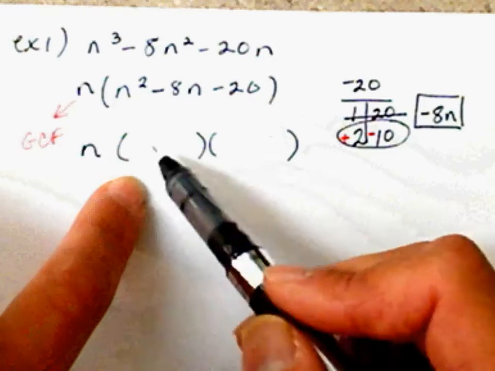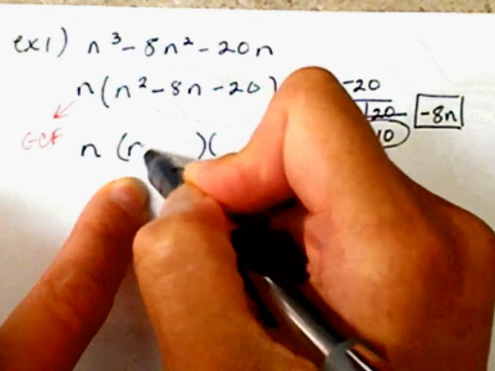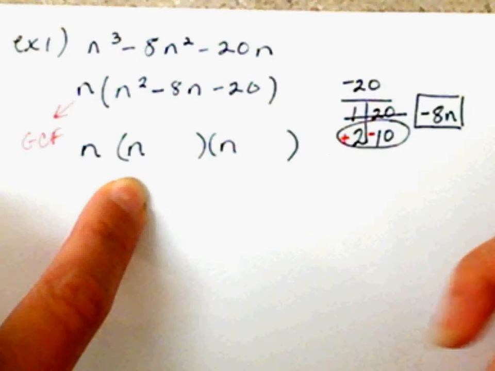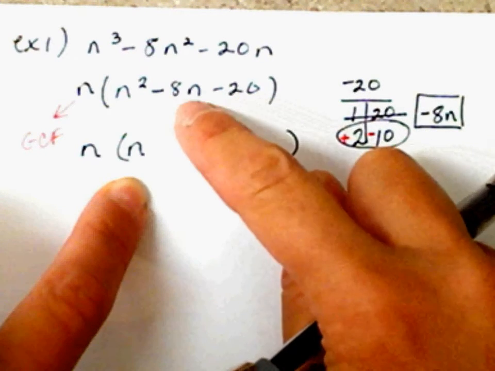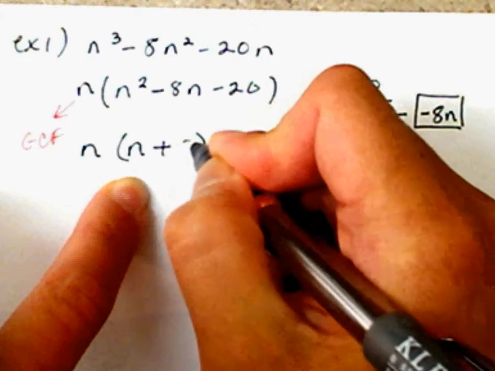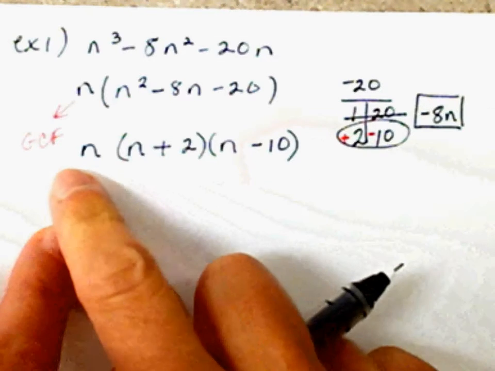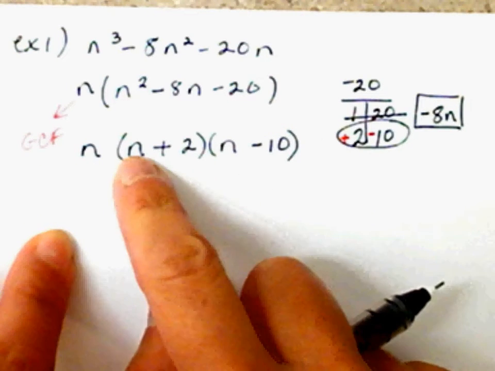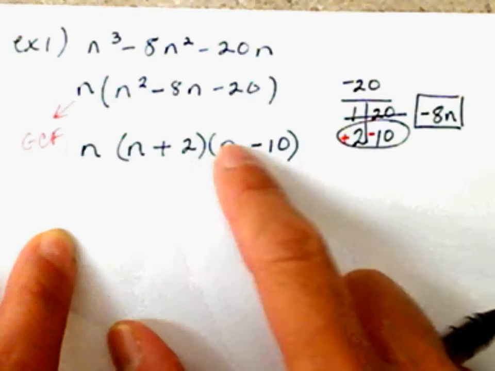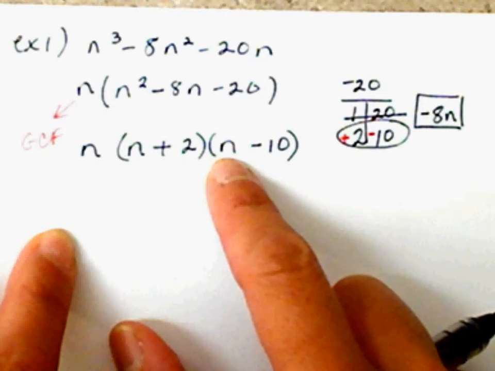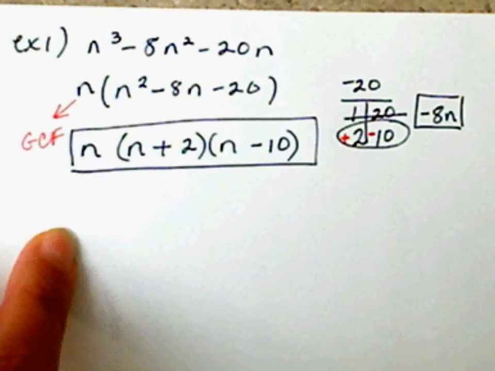Okay? Now you can kind of fill in this blank. What are some factors of n squared? N and n. What are those two numbers that multiply to give you negative 20 and subtract to give you negative 8? Plus 2, negative 10. Okay? So you got n to the first, n to the first, n to the first. N times n gives you n cubed. And there you have your solution for example 1.